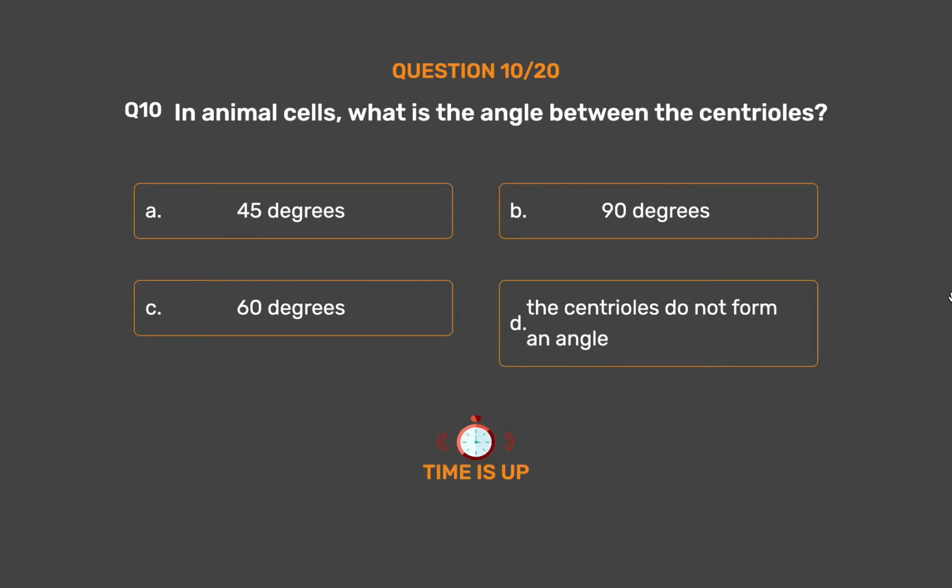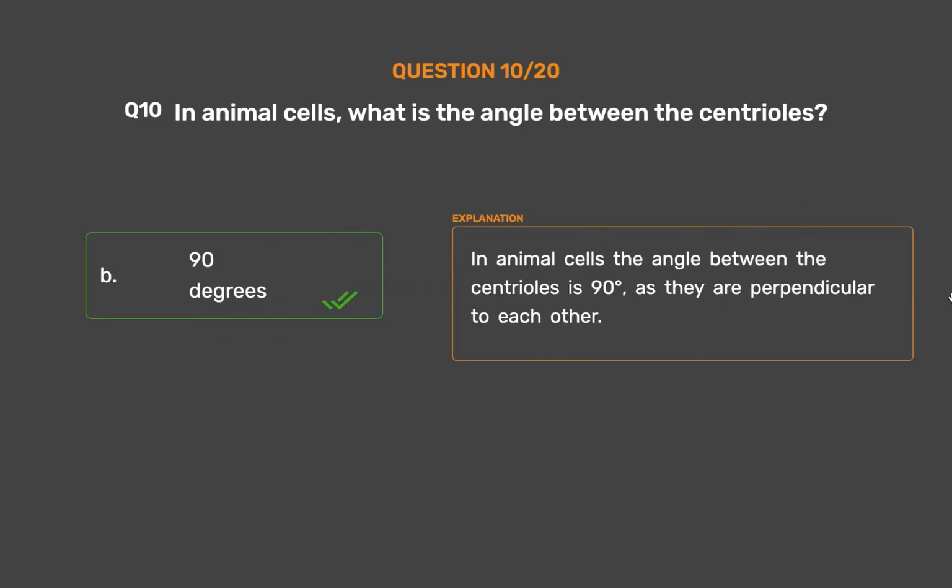The correct answer is option B, 90 degrees. In animal cells, the angle between the centrioles is 90 degrees, as they are perpendicular to each other.